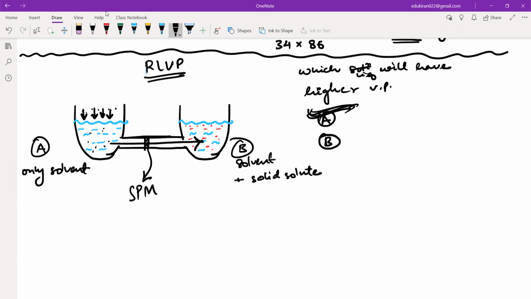Sir, can you repeat? What do we have here? We have high vapor pressure or low vapor pressure in the A compartment?